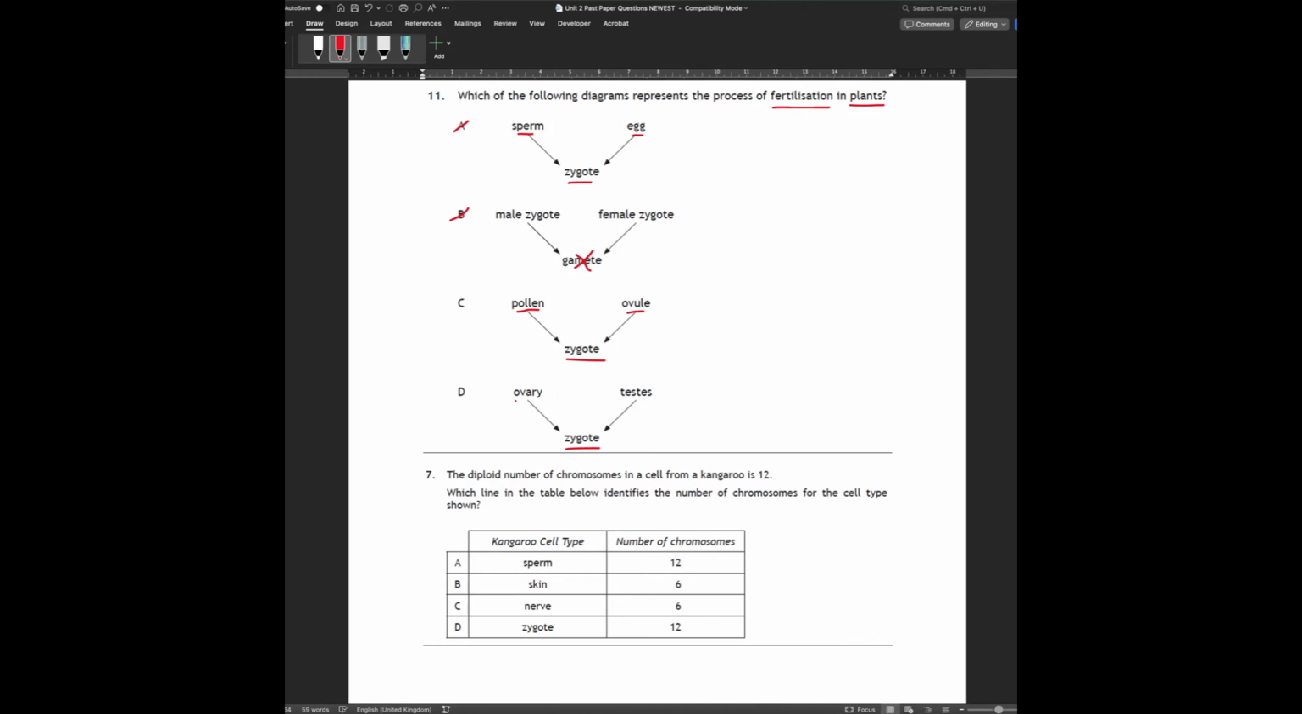So we've got the ovary and we've got the testes. Testes, for a start, that's in animals, and it's the organ that produces the gametes. And the ovary, found in both animals and plants, is the organ that produces the gametes. So it can't be D either. And once we've eliminated all of them, C is the only one which can be correct. So we go with that.